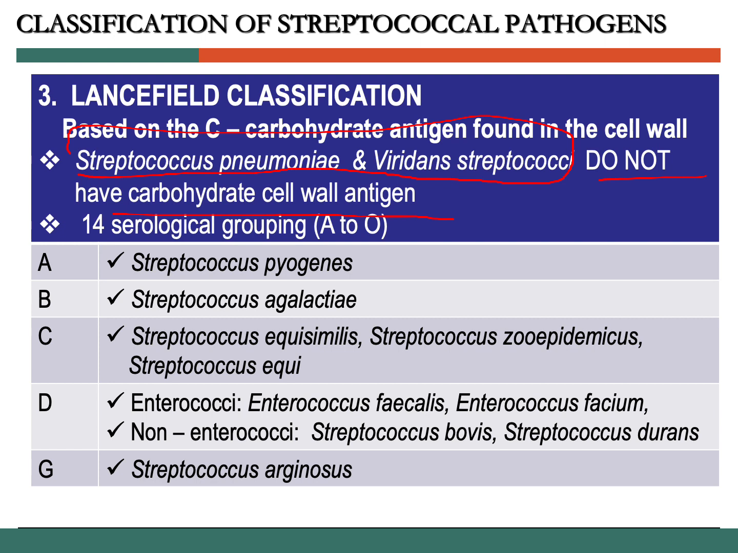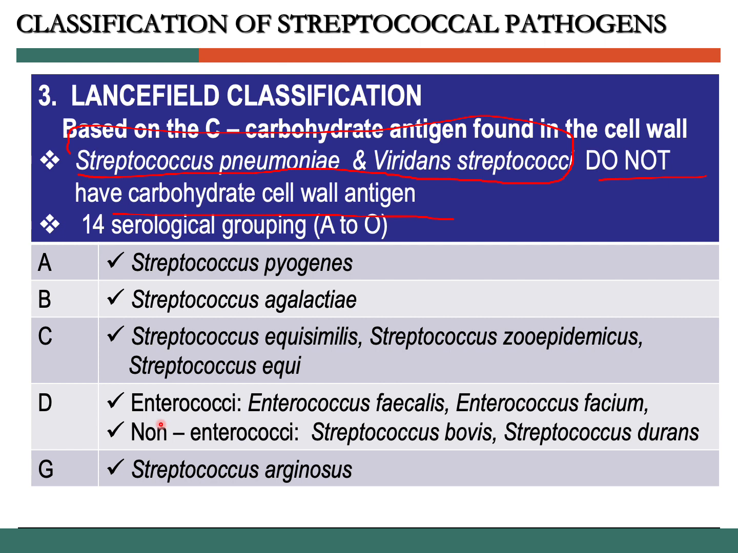Group A is Streptococcus pyogenes. Group B is Streptococcus agalactiae. If you still remember, these two organisms are beta hemolytic. So Group A and Group B are beta hemolytic. Group C has Streptococcus equisimilis, or Streptococcus dysagalactiae subspecies equisimilis, Streptococcus sulpidicus and Streptococcus equi.